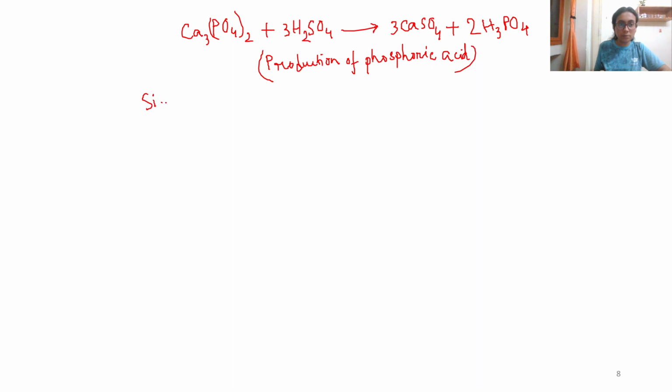Now some silicon impurity in the apatite will produce H2SiF6 as a side product.